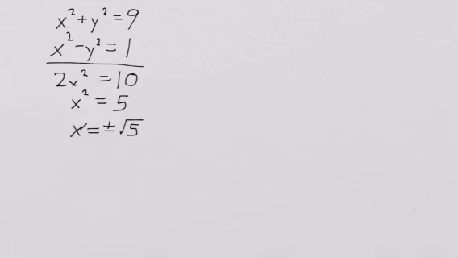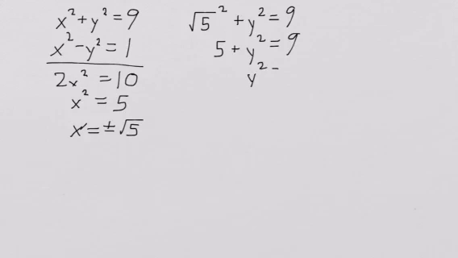And now I can choose one of those equations to plug it into. I'm going to go ahead and plug it into the first one. And we need to plug in both the values. So first I'm going to go with the positive square root of 5 squared plus y squared equals 9. So that's going to be 5 plus y squared equals 9, or y squared equals 4. Y equals plus or minus 2.